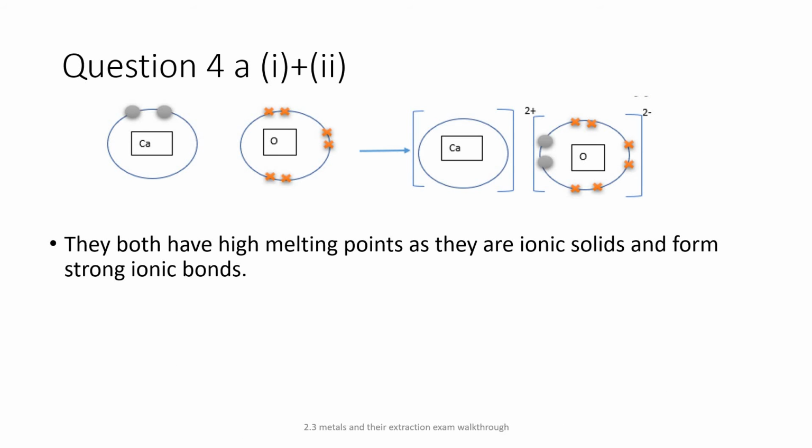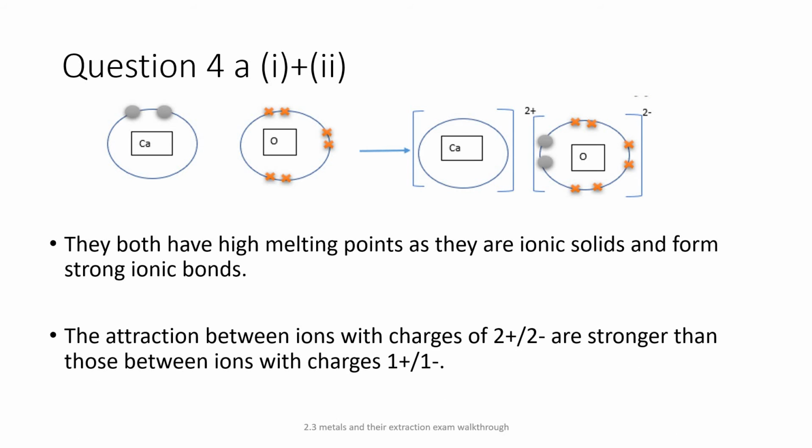Both solids form strong electrostatic forces between the ions. Be sure to mention that they are ionic bonds or bonds between ions. Also, the calcium oxide has a higher melting point as it involves 2 plus and 2 minus ions, so attraction will be greater than that with 1 plus and 1 minus ions.